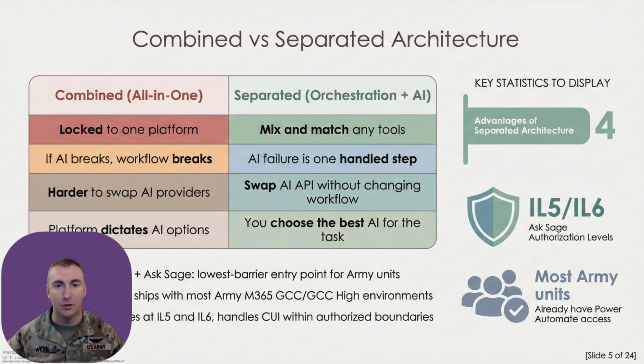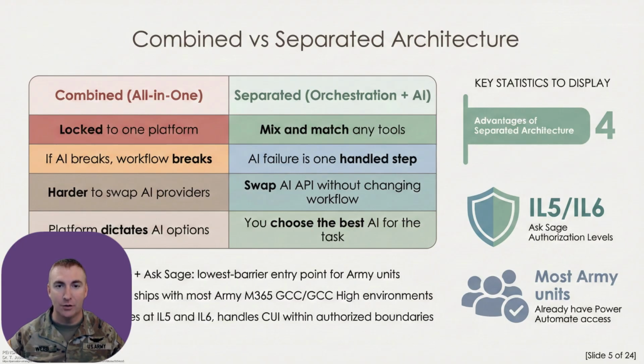Combined systems lock you to one platform. Separated systems let you mix and match. If the AI breaks in a combined system, the whole workflow breaks. In a separated system, that failure is one handled step with a defined fallback. Power Automate and Ask Sage pair well for Army units, because Power Automate ships with most GCC and GCC High environments. Ask Sage operates at impact level 5 and 6. Together, they are the lowest barrier entry to AI-augmented automation for any Army organization.